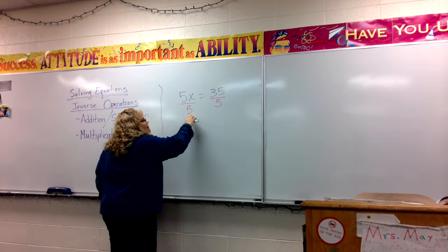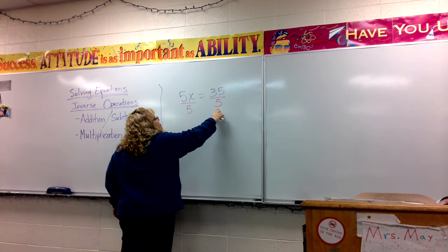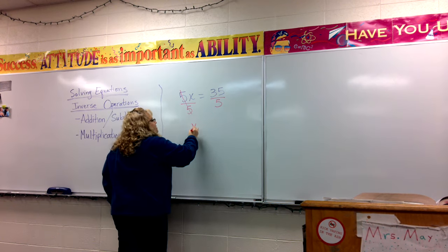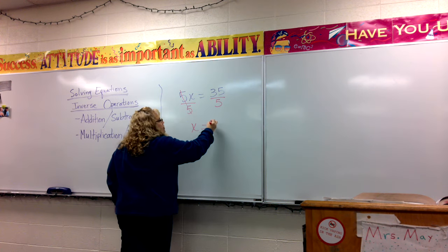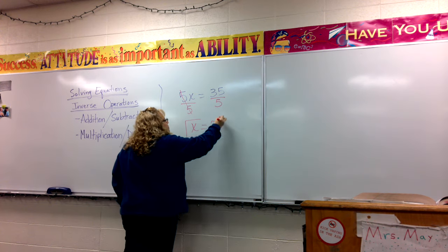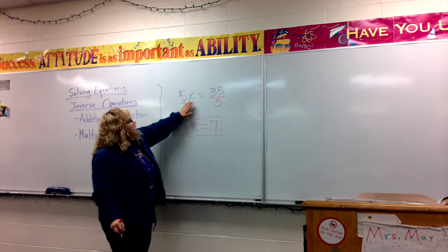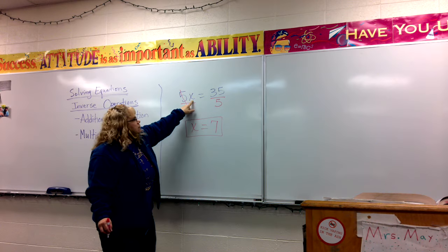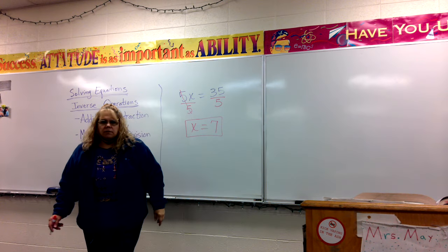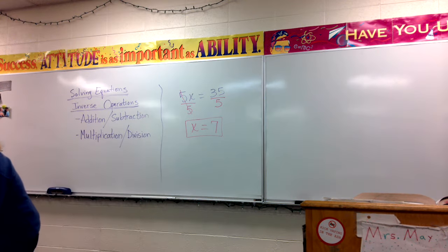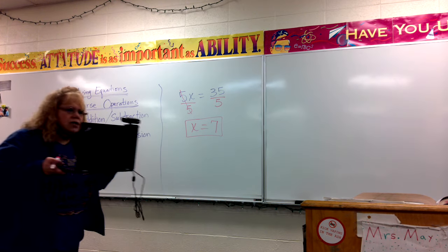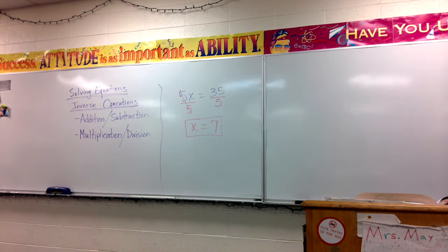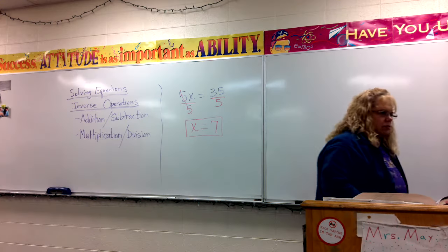Remember, you got to keep it balanced. Whatever you do to one, you have to do to the other side. So 5 divided by 5, you get x equals 7. And if you go back and plug that in here into the purple equation, what's 5 times 7? 35. So far, so good? Is that okay? Well, we'll see in a minute.